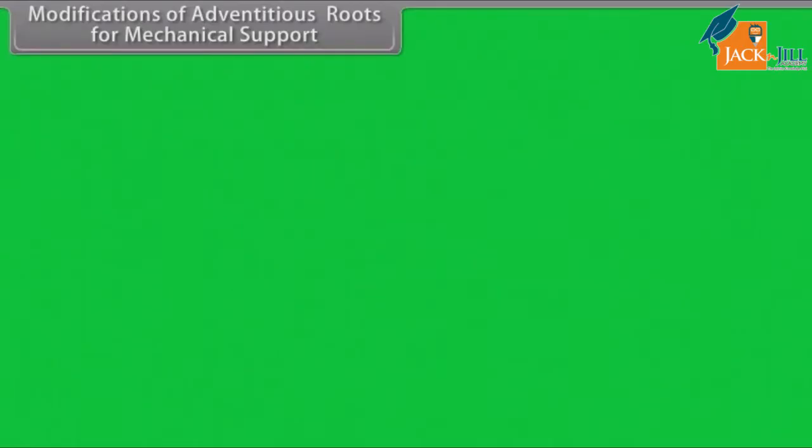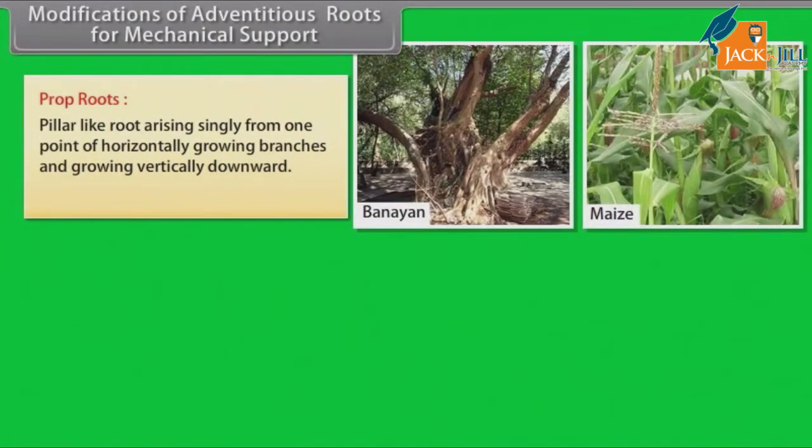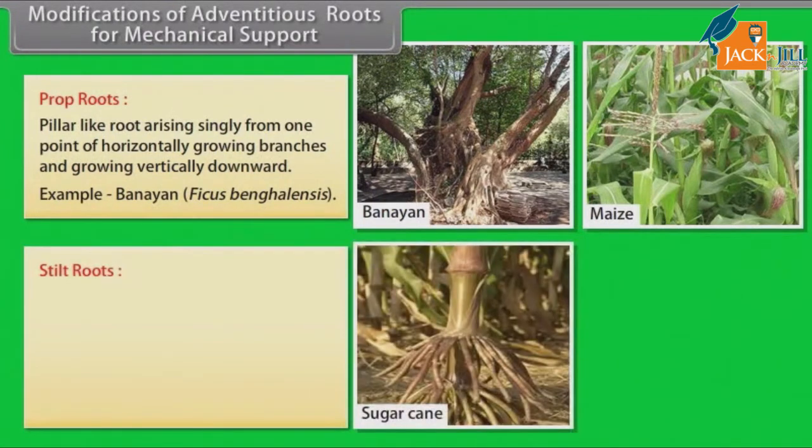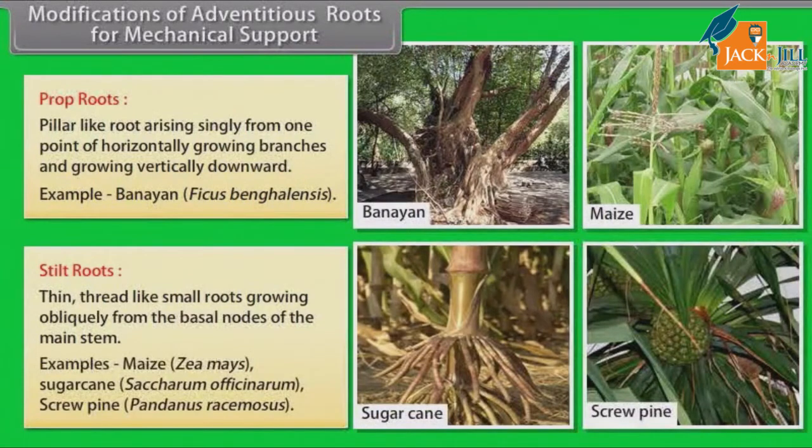Modifications of adventitious roots for mechanical support. Prop roots. Pillar-like root arising singly from one point of horizontally growing branches and growing vertically downward. Example: banyan. Stilt roots. Thin, thread-like small roots growing obliquely from the basal nodes of the main stem. Examples: maize, sugarcane, screw pine.